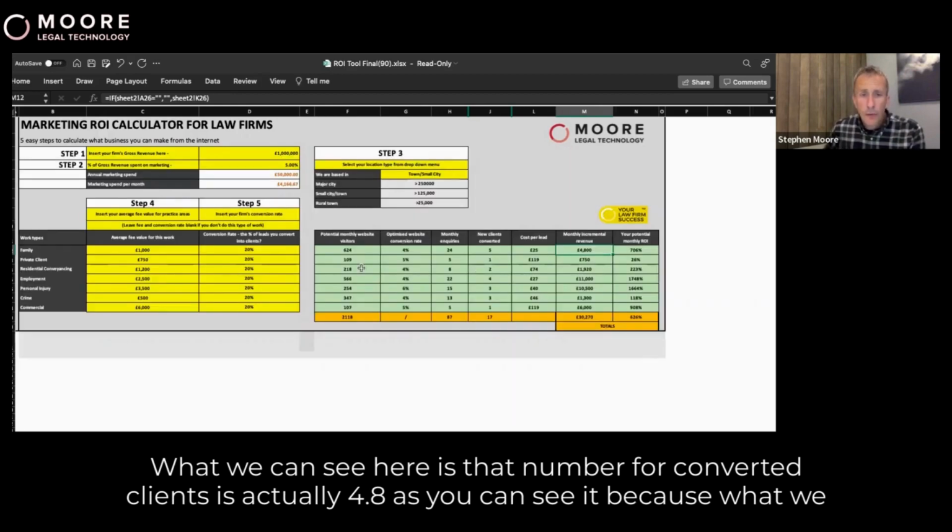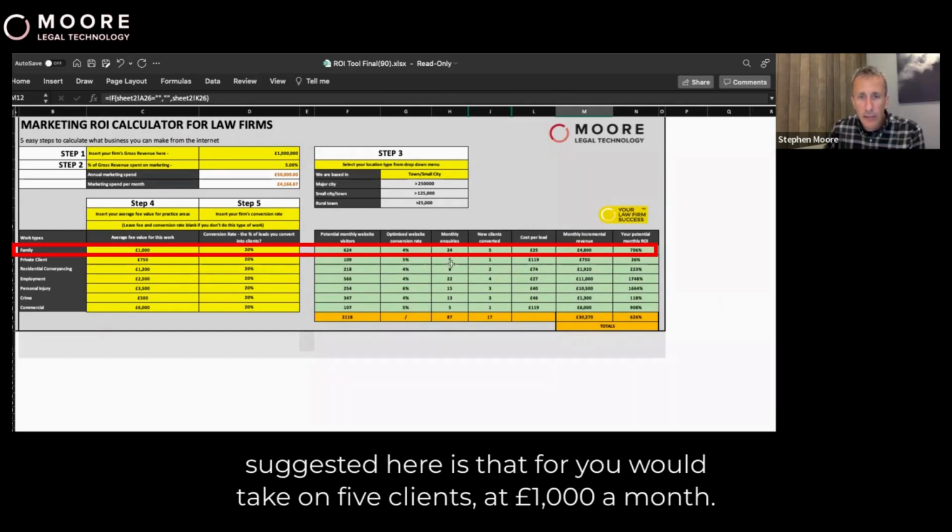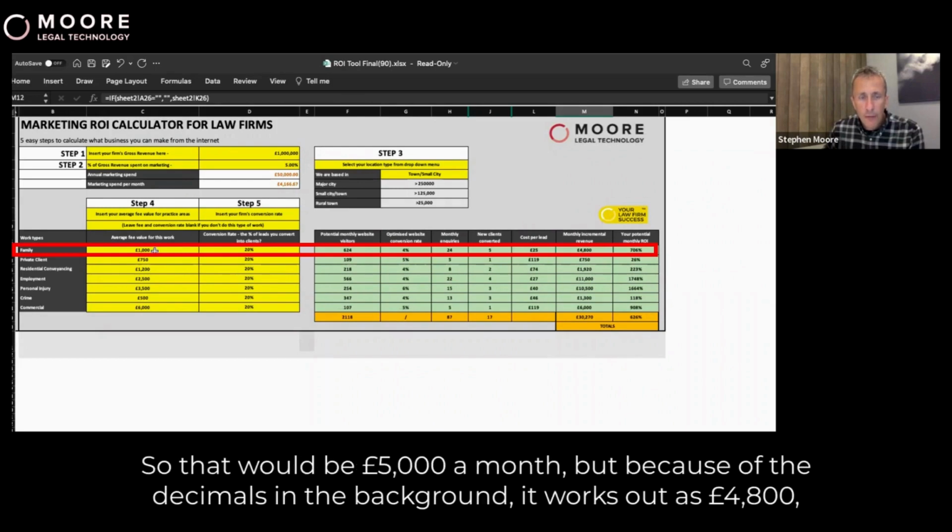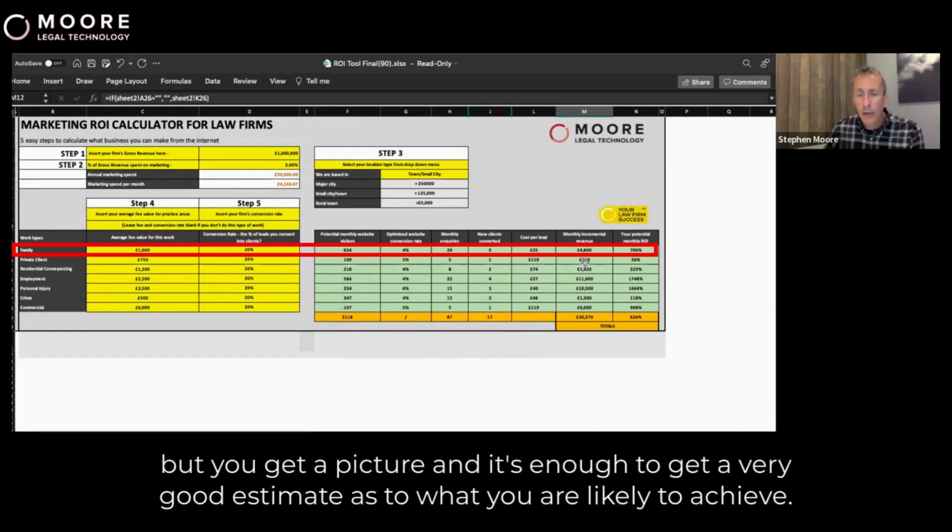Now, so what we can see here is, so that number in there is actually 4.8, as you can see it, because what was suggested here is that you will take on 5 clients at £1,000 a month, so that would be £5,000 a month, but because of the decimals in the background, it works out as 4,800, but you get a picture, and it's enough to get a very good estimate as to what you're likely to achieve.